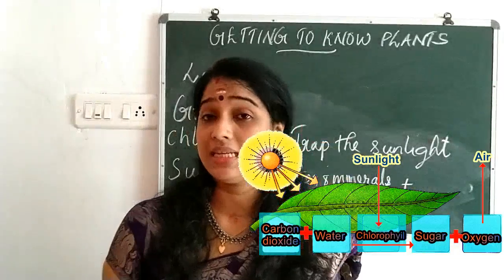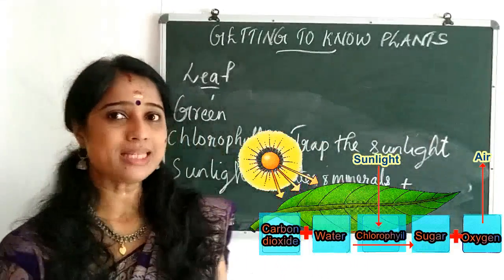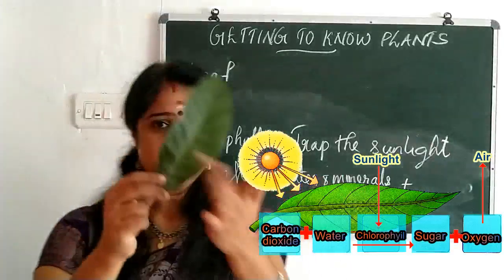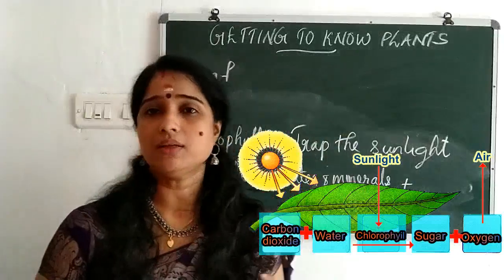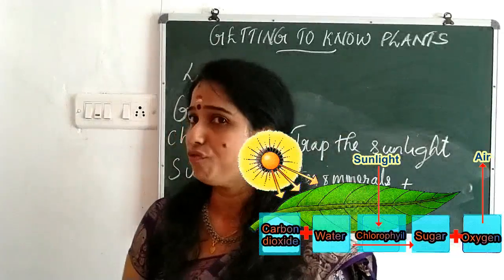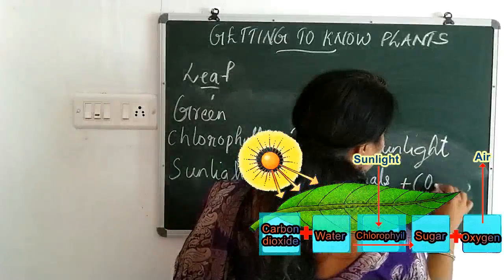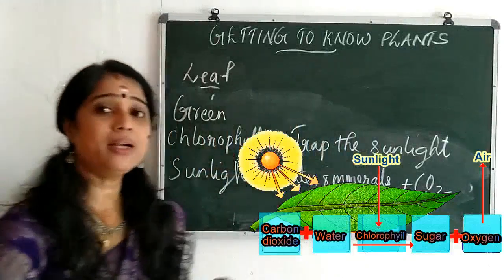From where do they get the water? Yes, we discussed about it in the last class. Yes, the root absorbs the water and through the xylem the water reaches the leaf. Then one more thing, the ingredient that is necessary for the preparation of food by the plants. Yes, it is the carbon dioxide.